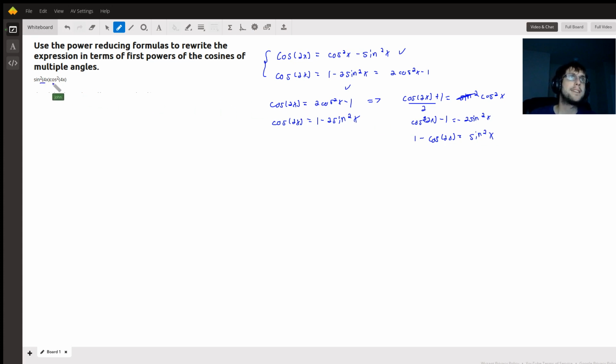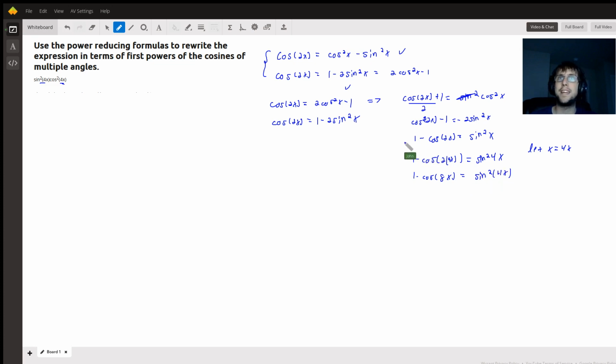And we have 4x here, so basically what we have to do is replace x with 4x, let x equal 4x, then I would get 1 minus cosine of 8x, as it would be 2 times 4, is equal to sine squared of 4x. So whatever the angle you're solving for, the double angle formula doubles the angle. So we have 1 minus cosine of 8x is equal to sine squared of 4x.